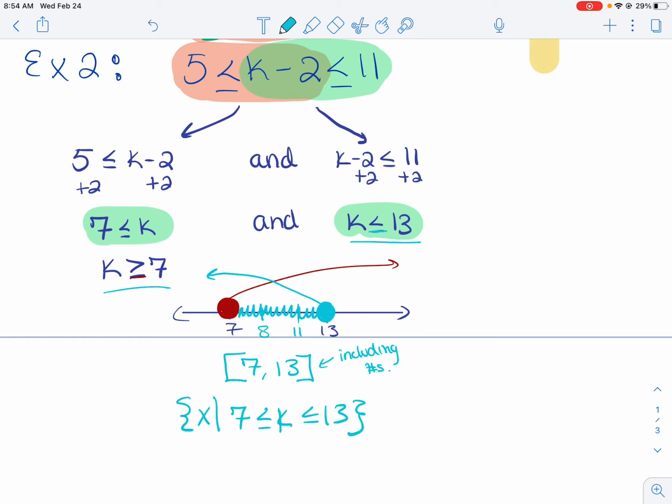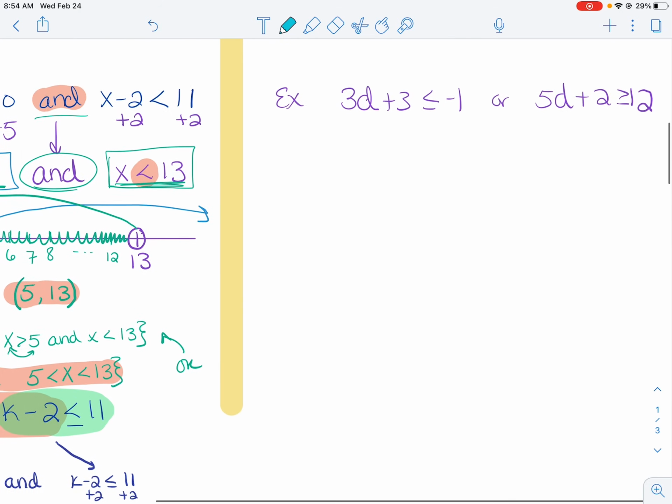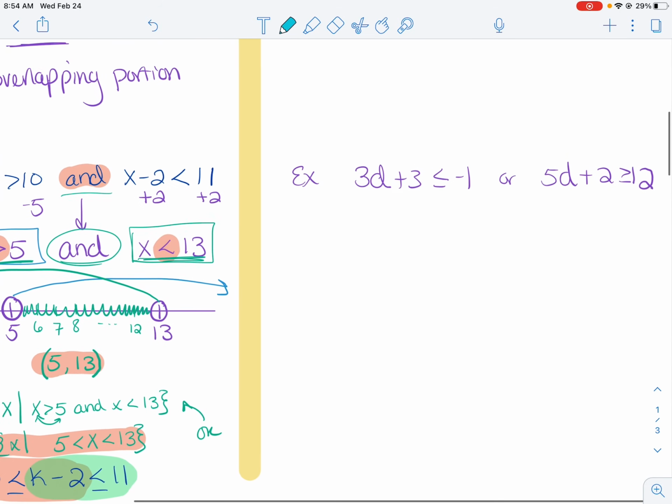So there you have it, 3 ways to represent the same solution, okay? And depending on what your directions ask for is which one you want to do, but for the most part, I just need you to be able to read all of these different types, okay? And so let's look at one more.